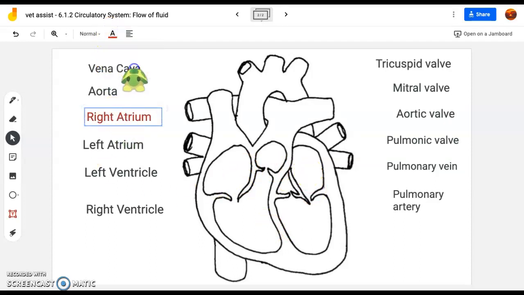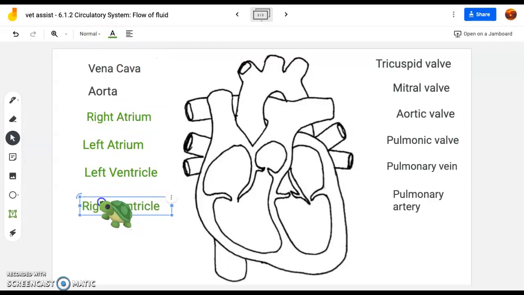So what I'm going to go ahead and do, I'm actually going to find my chambers, and I'm going to make them, I don't know, let's do red. Actually, no, let's not do red because I don't want to get confused with blood. So we're going to do green. I'm going to do all of my chambers of my heart, my right atrium, my left atrium, my left ventricle, and my right ventricle. Those are all green. So everything that's green is a chamber.